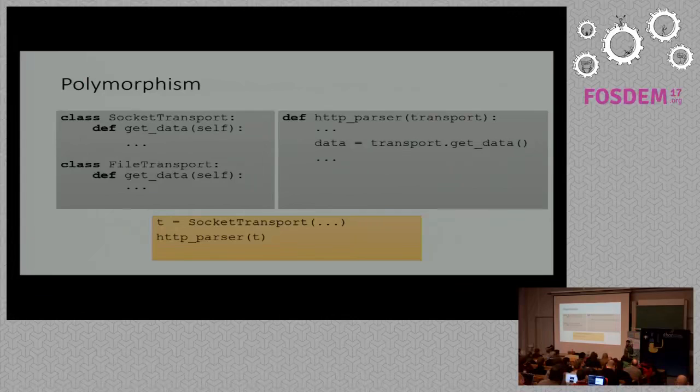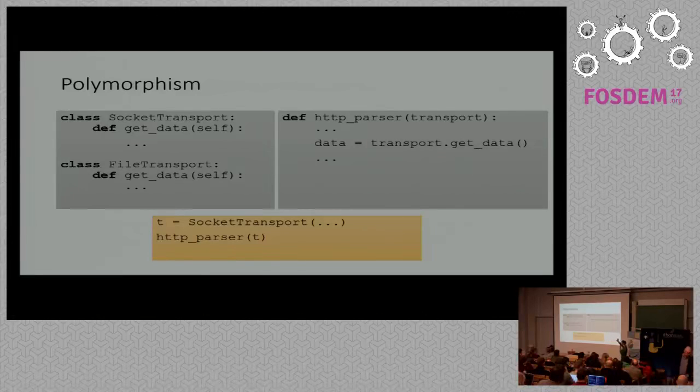But actually there's no reason for the HTTP parser to not parse the data from a file. So let's say you have a dump of your HTTP connection in a file, maybe for logging purposes, and you want to parse the same information from a file. So that should also be possible. And we abstracted that in this case by having a transport object.